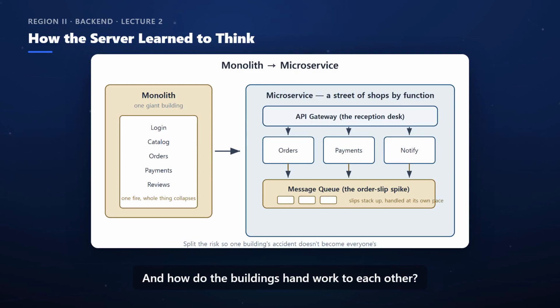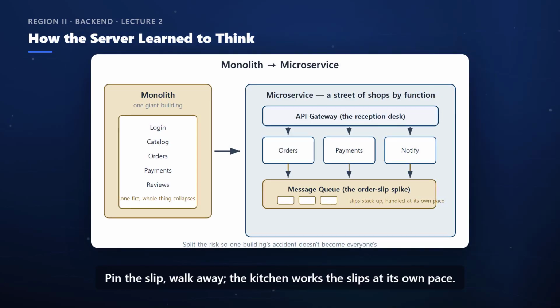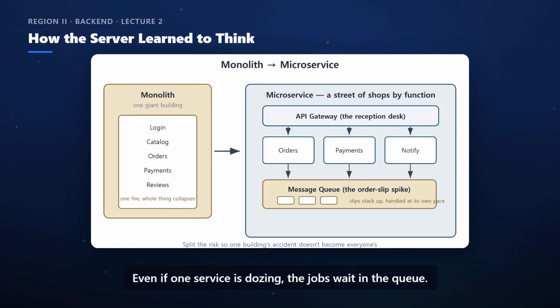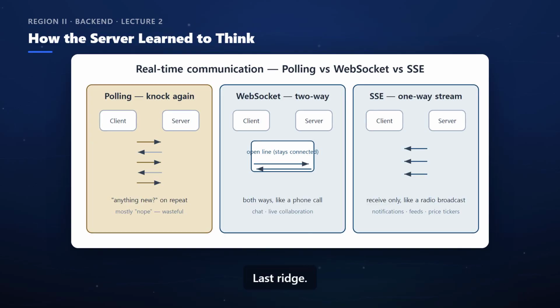And how do the buildings hand work to each other? A message queue, an order slip spike. Pin the slip, walk away, the kitchen works the slips at its own pace. Even if one service is dozing, the jobs wait in the queue. Nothing gets lost. Last ridge.